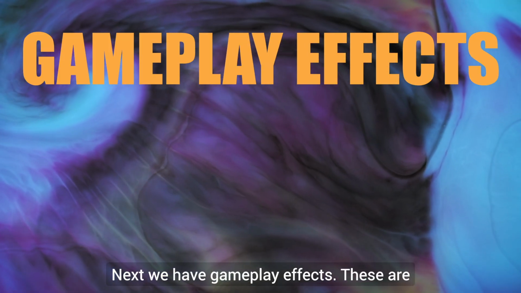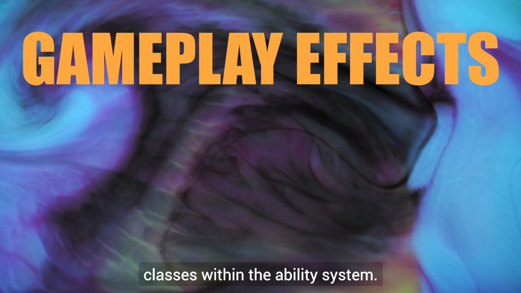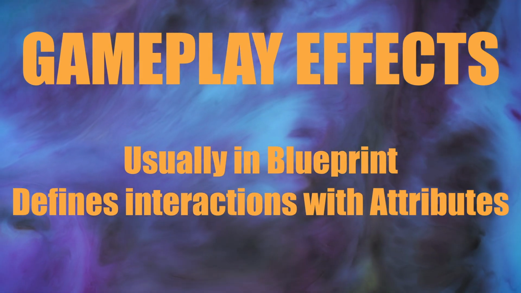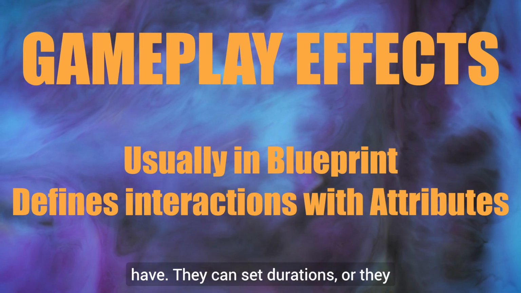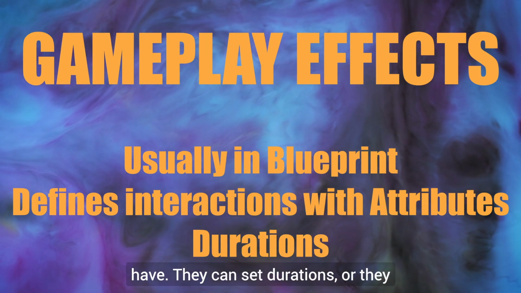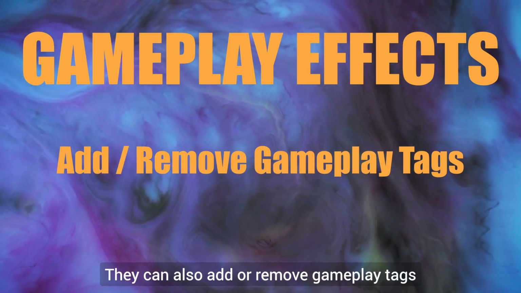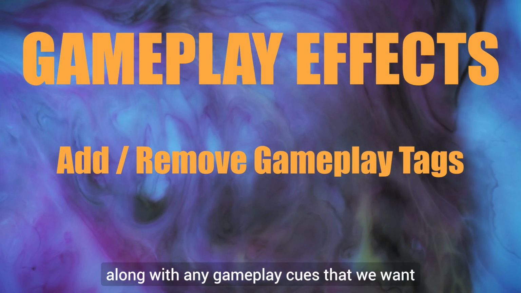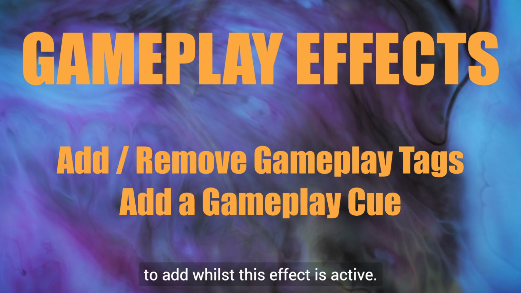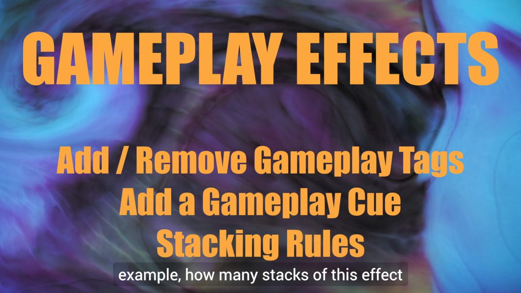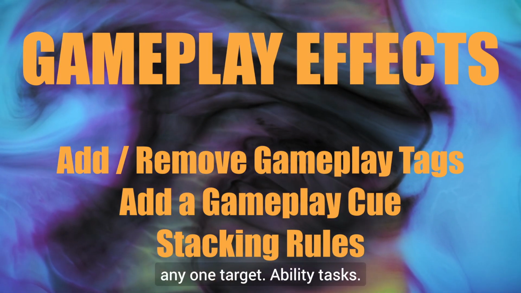Next we have gameplay effects. These are one of the heavy lifting classes within the ability system. They're defined in blueprints. They define which attributes to modify, along with whatever requirements they have. They can set durations, or they could be infinite or instant. You can also add or remove gameplay tags from an ability system, along with any gameplay cues that we want to add whilst this effect is active. It can also define stacking rules. For example, how many stacks of this effect we're allowed to have on any one target.